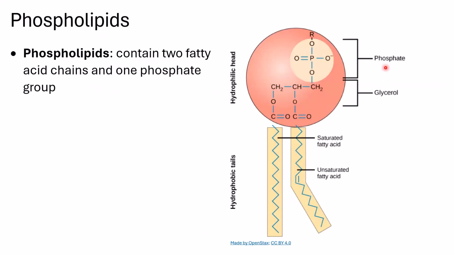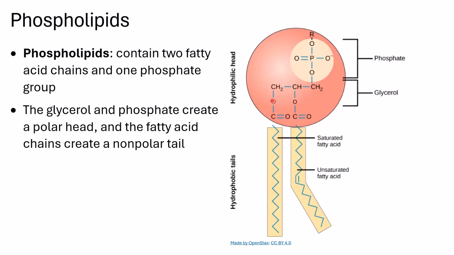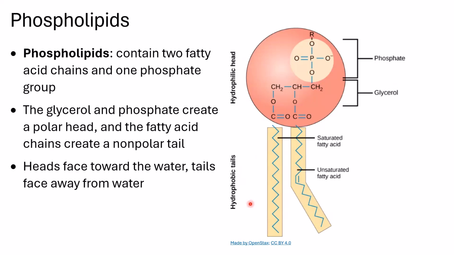This diagram shows a head represented by a circle that contains the glycerol and phosphate group. The phosphate group makes the region polar and hydrophilic. At the bottom, there are 2 fatty acid chains that create a hydrophobic tail. One fatty acid is saturated, while the other is unsaturated. This is important because it allows phospholipids to have both structure and fluidity. Having both a hydrophilic and hydrophobic component is a key feature of phospholipids.